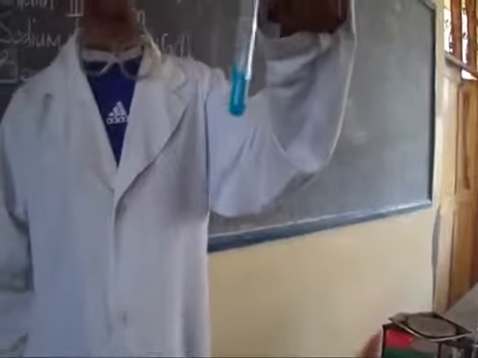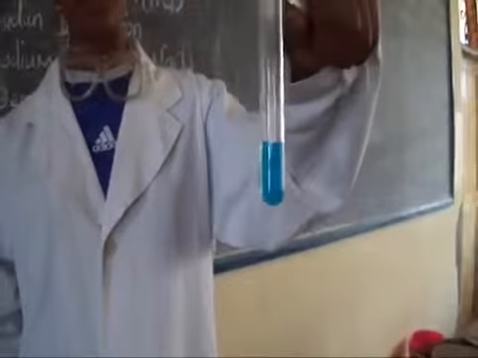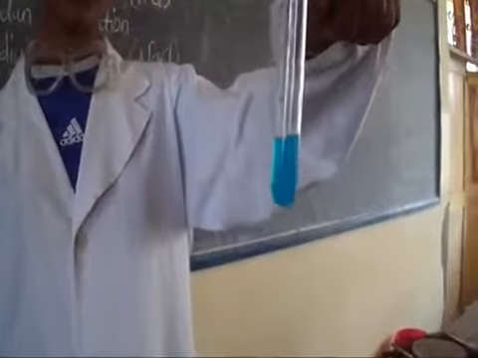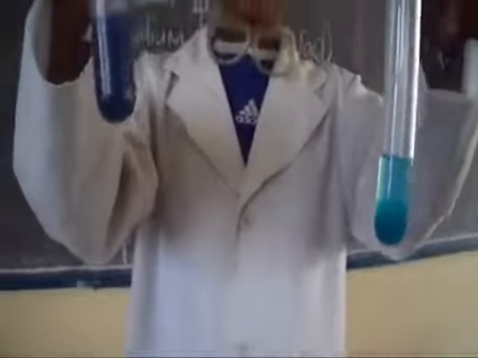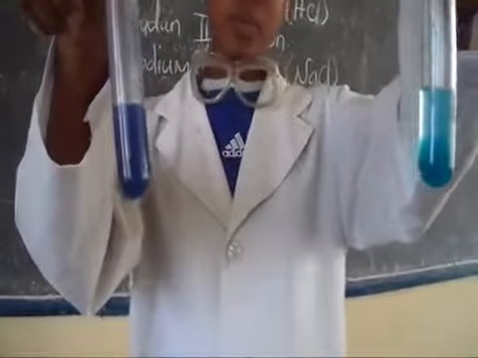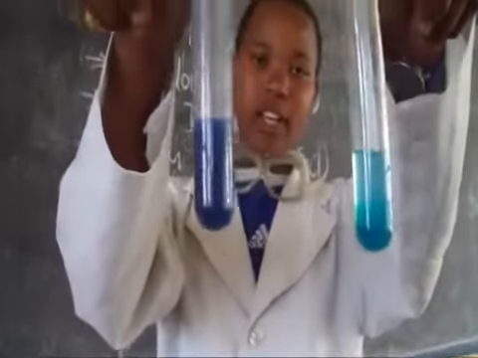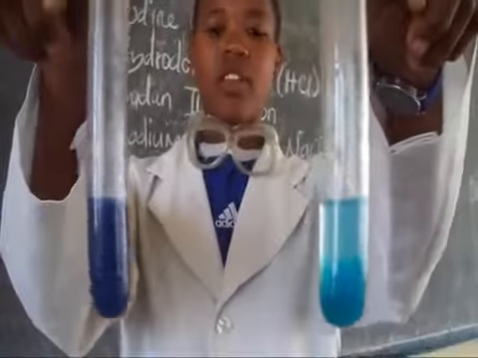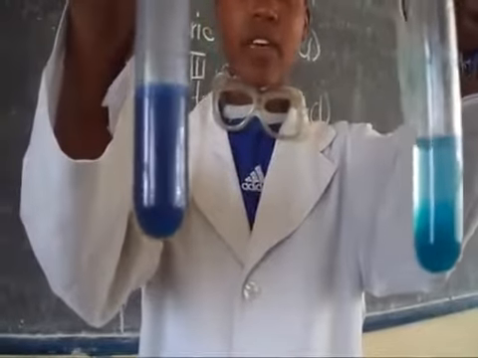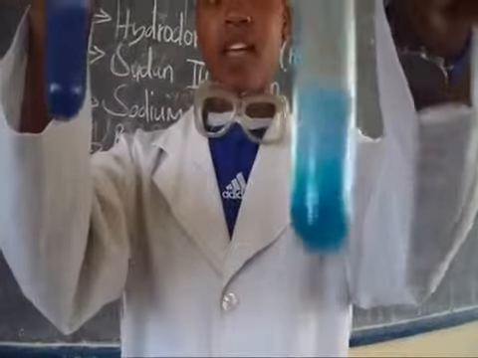As we can see here, no color change. The food sample has maintained the color of copper II sulfate. This shows the food sample does not contain protein. Okay, here are the results. This is food sample N and this is food sample H. As we can see, food sample N is purple in color, while this one has maintained the color of copper II sulfate. Therefore, food sample N contains protein, but food sample H does not contain protein.